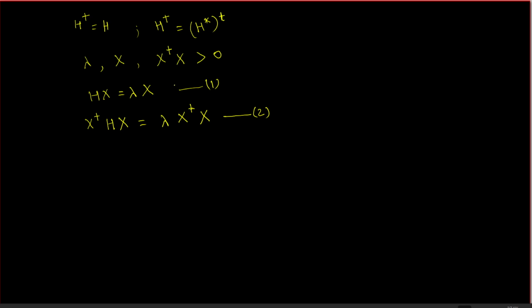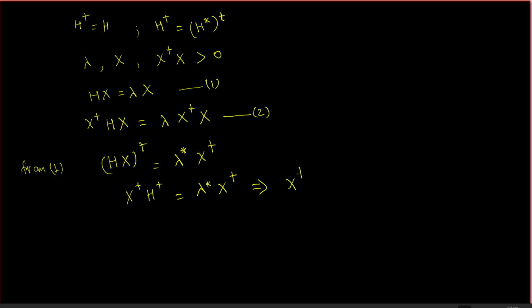Now in equation 1 we take dagger on both sides. If we take dagger of Hx from 1, (Hx) dagger will be equal to lambda X dagger, but lambda dagger will be simply its complex conjugate, so lambda star X dagger. And (Hx) dagger will be X dagger H dagger, and this will be equal to lambda star X dagger. But since H dagger is same as H, this will give X dagger H equals lambda star X dagger.